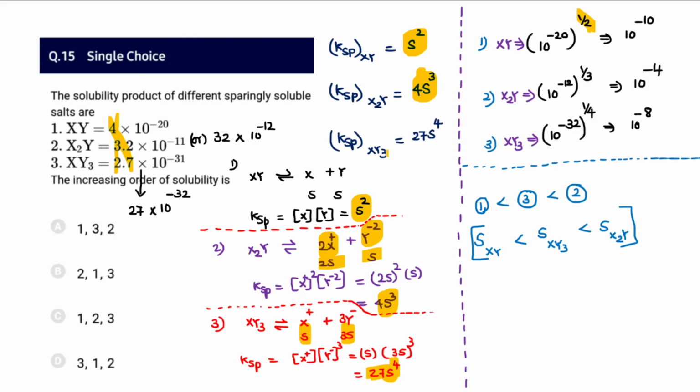Same way, 10 power minus 12: I made it by converting this 3.2 into 32 into 10 power minus 12, so that you are getting 10 power minus 4 when you divide by 1 by 3. And then 10 power minus 32, 2.7 can be written as 27 into 10 power minus 32, so that also results in 10 power minus 8. So that is 1 by 4. So 10 power minus 4 and then 10 power minus 10.